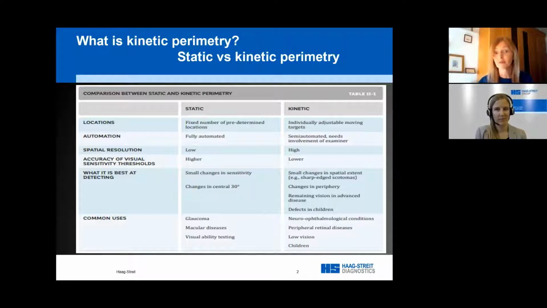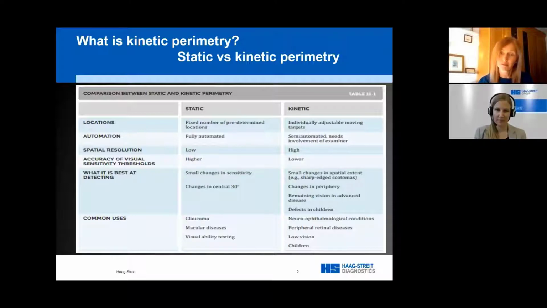And also remember that we typically incorporate some static testing into kinetic visual field testing as well. And there's standardized strategies for doing that, which have been in place since the 1960s. So the table on this slide shows an outline of the advantages for static or kinetic options. Static is really, really good for finding small sensitivity changes, and that's why it's ideal for glaucoma or macular testing. But depending on the type of visual field defect, kinetic offers a better spatial resolution. And what that means is that if you have a defect with a steep boundary, it's more easily outlined by kinetic perimetry with the moving target.